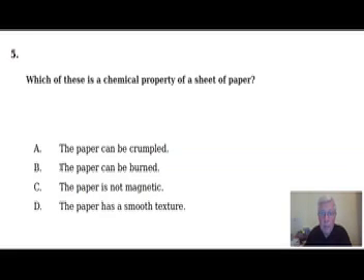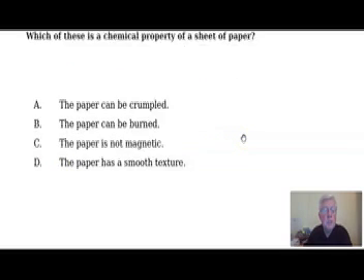The paper is not magnetic. Well, you still got the paper. Nothing changes about it. The magnet doesn't work. And if the magnet did work, you'd still have that piece of paper, but it's not magnetic. The paper has a smooth texture. Still paper.